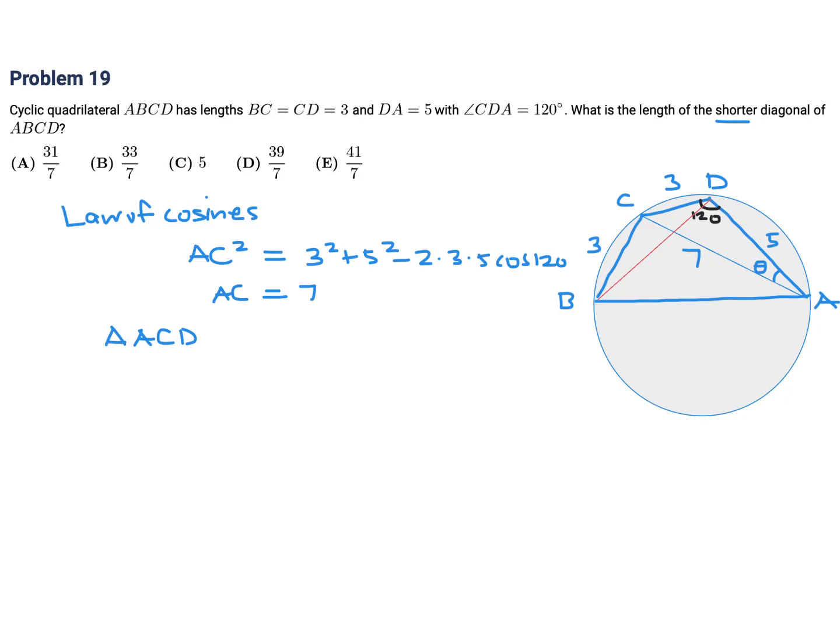So that would mean 3 squared is equal to 5 squared plus 7 squared minus 2 times 5 times 7 cos theta. And when you crunch out these numbers, you get cos theta is equal to 13 over 14. Okay. Now, at the very beginning of the question, they said that it's cyclic. So using the properties of cyclic triangles, or cyclic quadrilaterals, I should say.